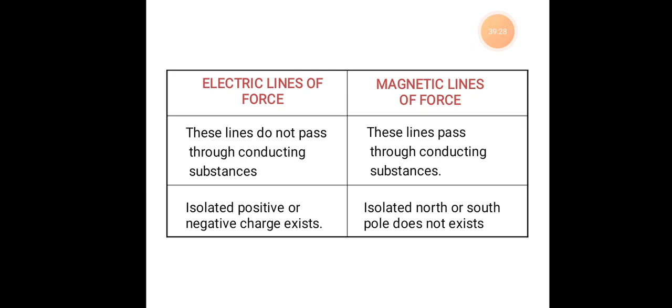In electric lines of force, these lines do not pass through the conducting substances. In magnetic lines of force, these lines pass through conducting substances. In electric lines of force, the isolated positive or negative charge exists. In magnetic lines of force, the isolated north or south poles do not exist.